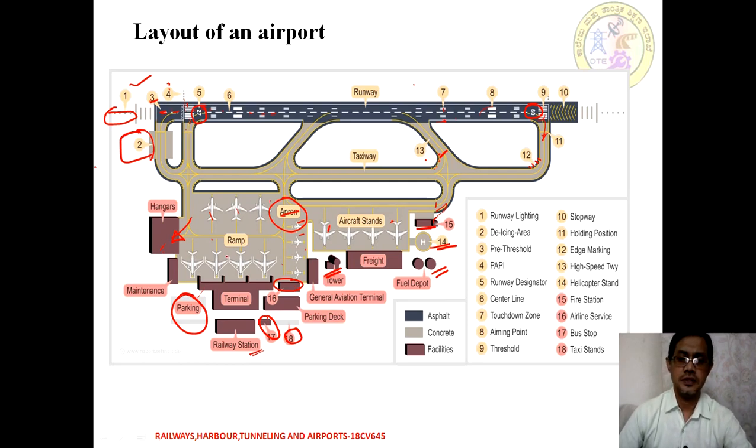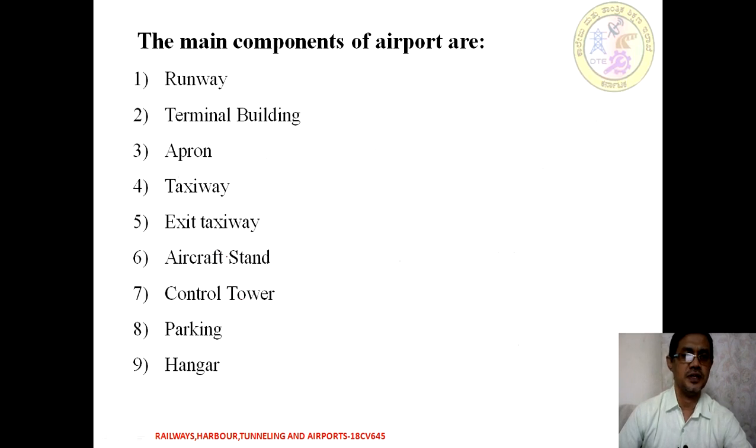So we are going to study a few of the major components of an airport. First we are going to study the runway, terminal building, apron, taxiway, exit taxiway, and aircraft stand, then the control tower, or sometimes named ATC, that is air traffic controller or air traffic cabin. Next is the parking and hangar. So all these are said to be major components for any type of airport.